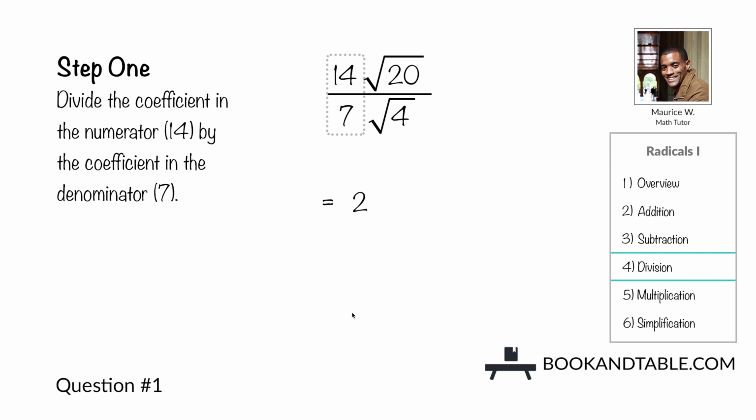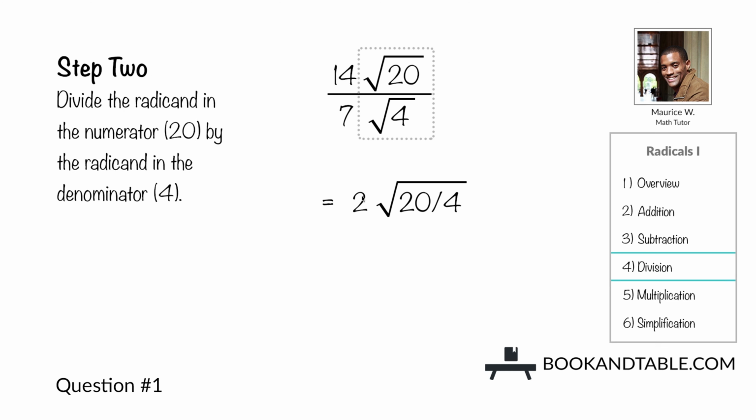Question number 1, step 1. Divide the coefficient in the numerator, 14, by the coefficient in the denominator, 7. 14 divided by 7 is 2. Then we go to our radical terms. Step 2, divide the radicand in the numerator, 20, by the radicand in the denominator, which would be 4. The square root of 20 divided by 4 is equivalent to the square root of 5. So the answer to question number 1 is 2 radical 5.